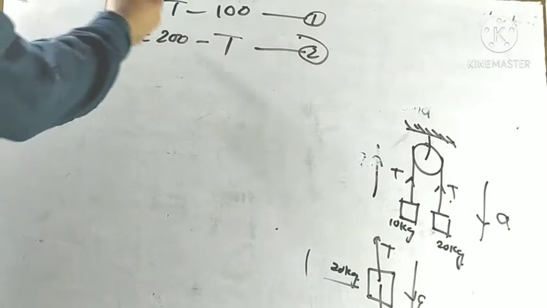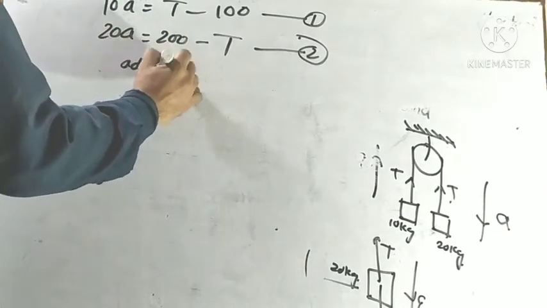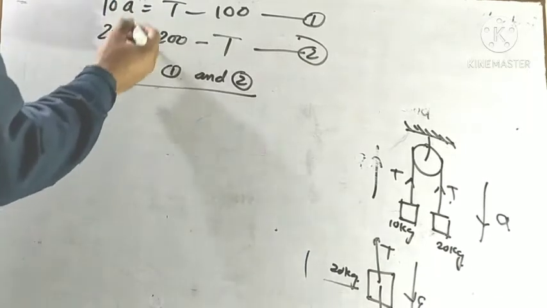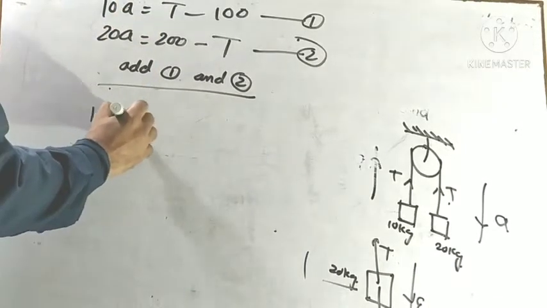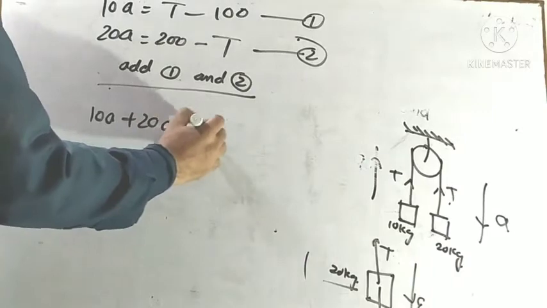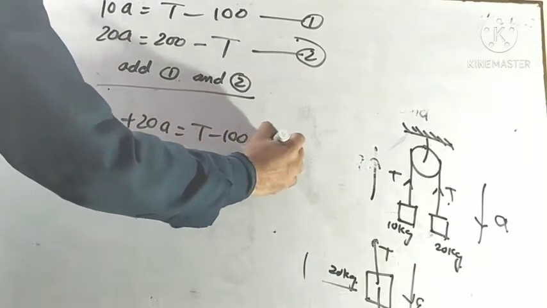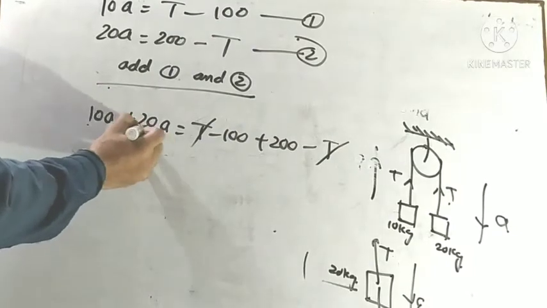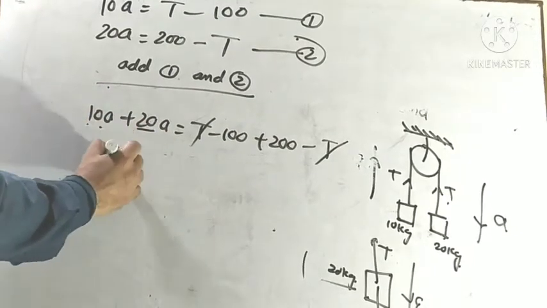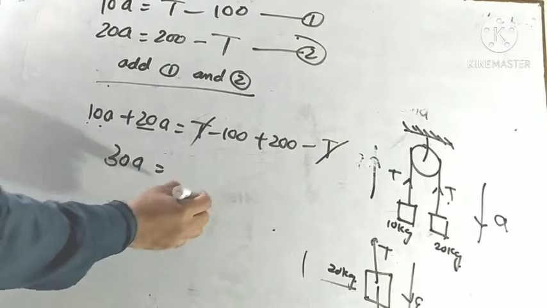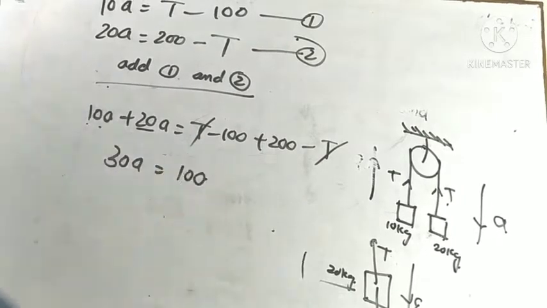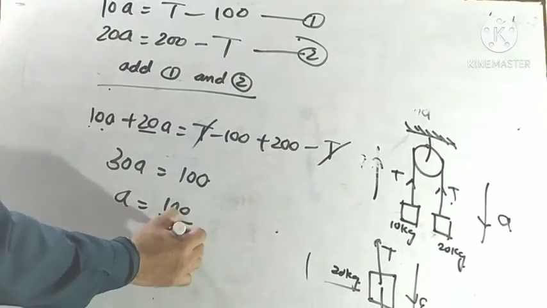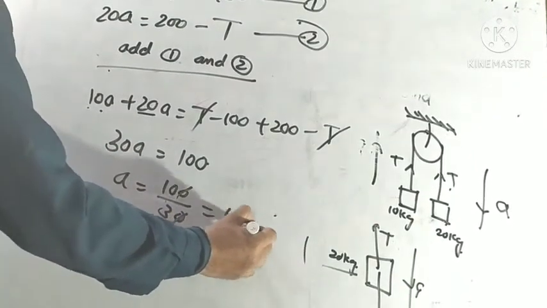Okay, so now we add both these equations, equation number 1 and 2. 10A plus 20A, T minus 100 plus 200 minus T. T and T will cancel each other. 20A and 10A, 30A is equal to 100. So acceleration A is equal to 100 upon 30, I mean 10 upon 3 meter per second square.